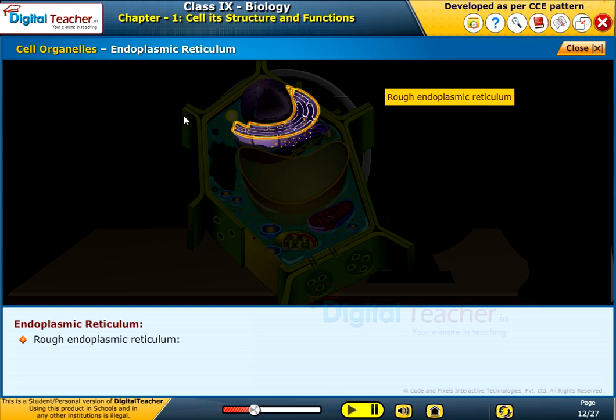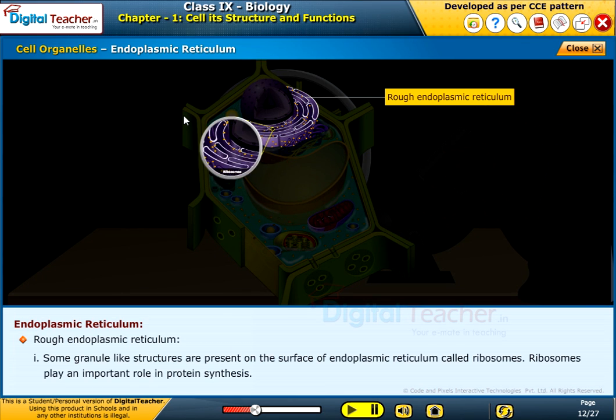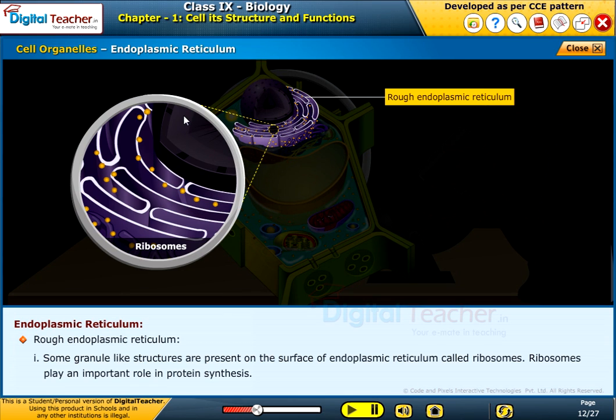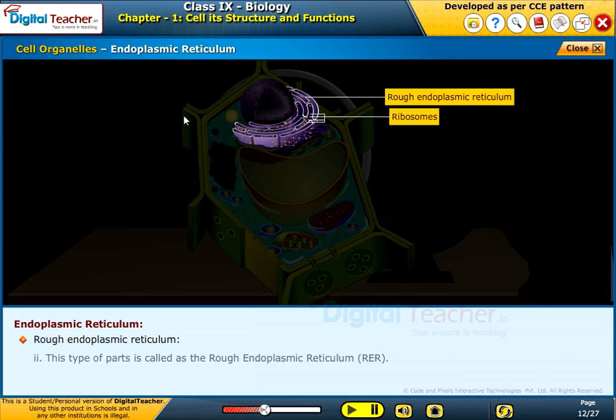Rough endoplasmic reticulum. Some granule-like structures called ribosomes are present on the surface of the endoplasmic reticulum. Ribosomes play an important role in protein synthesis. This type of part is called the rough endoplasmic reticulum or rough ER. Proteins are manufactured in the rough endoplasmic reticulum.